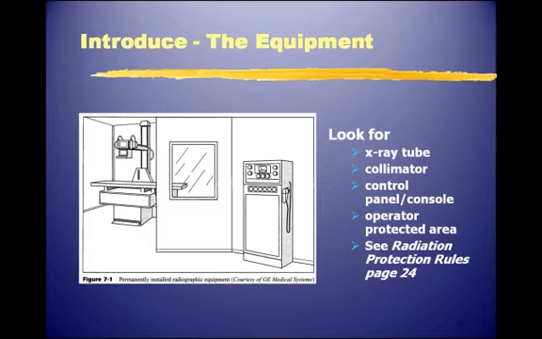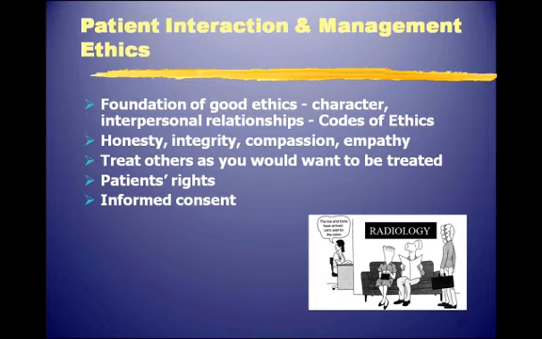Now here we go, another try. Where is the X-ray tube? Where's the collimator? Where's the control panel or console? Where's the operator protected area? And this brings us to, be sure you read the radiation protection rules on page 24 in your manual. The last portion of this presentation involves patient interaction and management, foundation of good ethics, character, interpersonal relationships, codes of ethics.